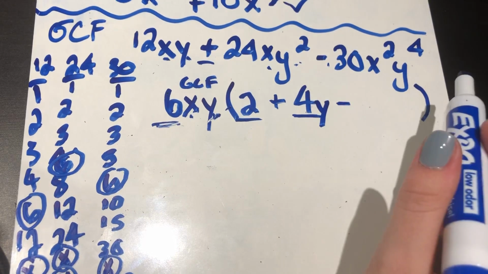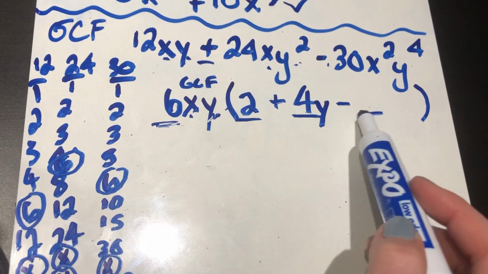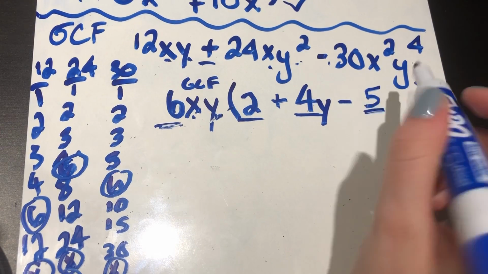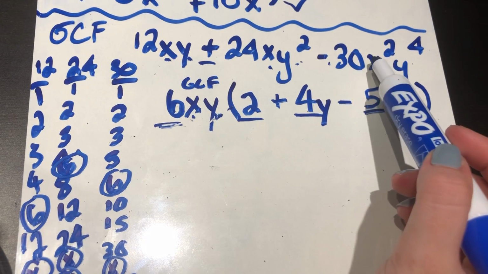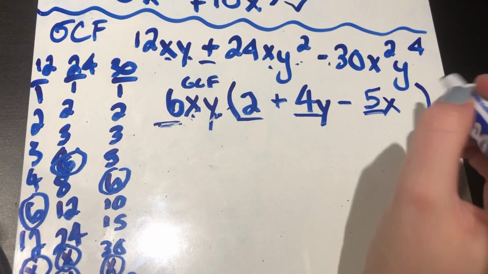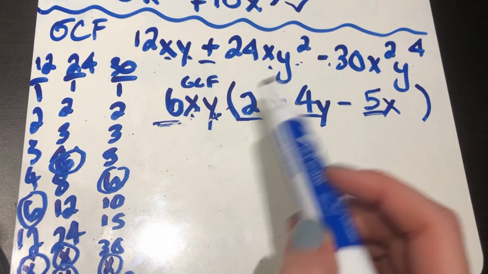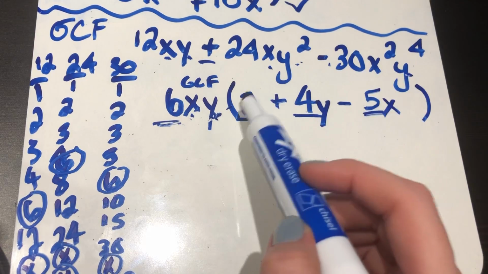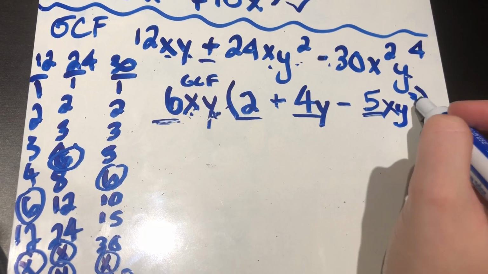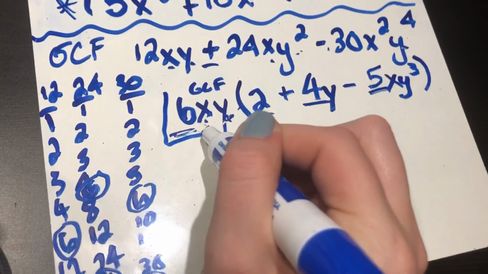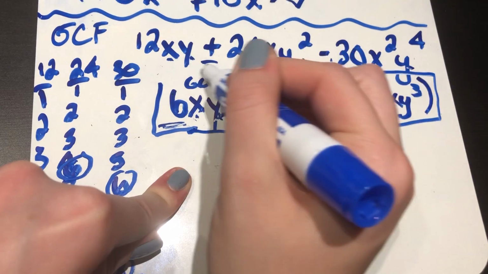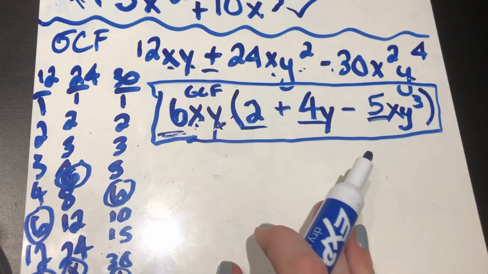Minus 6 times what gives you 30? 6 times 5. I have 1 x here and I need 2. So if I have 1 and I need 2, I'll need to write 1. I have 1 y here and I need 4. So if I have 1 but I need 4, I need to write 3. And that is your answer. And that is factoring. Okay?